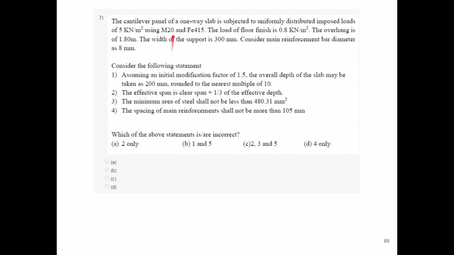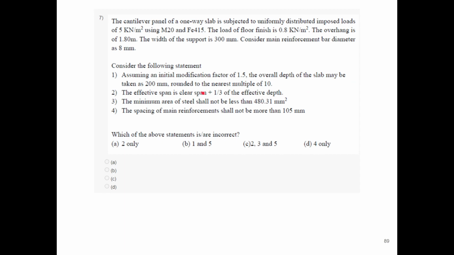Seventh question: the cantilever panel of a one-way slab is subjected to uniformly distributed imposed loads of 5 kN per meter square using M20 Fe415. The load of floor finish is 0.8 kN per meter square. Overhang is 1.8 meter. Width of support is 300. Consider main reinforcement bar diameter is 8. Consider the following statements. Assuming an initial modification factor of 1.5, the overall depth of the slab may be taken as 200 rounded to the nearest multiple of 10.